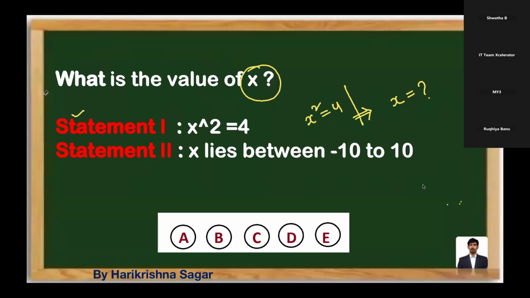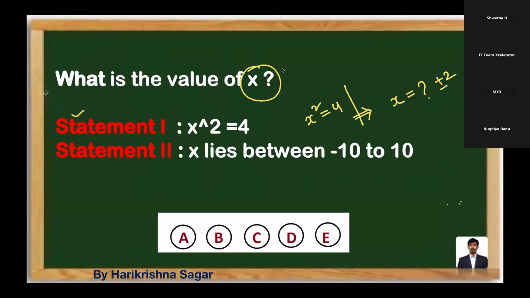I got more than 60 responses immediately, except Supriya. The remaining are all wrong. Supriya is telling very clearly it is plus or minus 2, and that is what most of them are missing. Maunisha is also saying it is plus or minus 2. Because minus 2 whole square or plus 2 whole square will give the value of 4 only. That means X can be either plus 2 or minus 2.